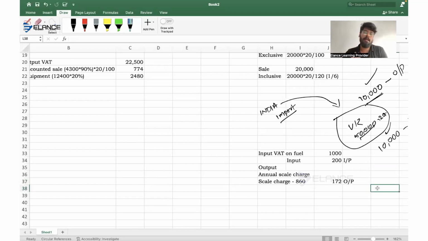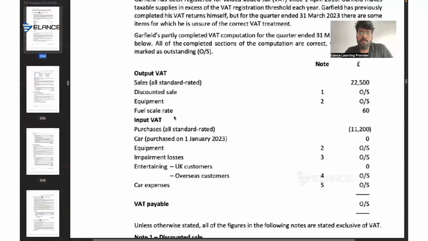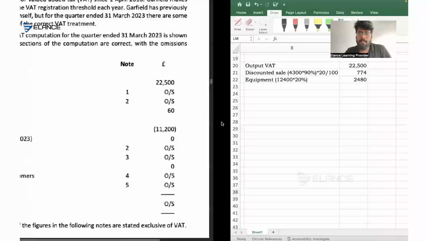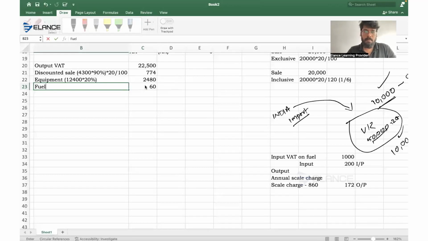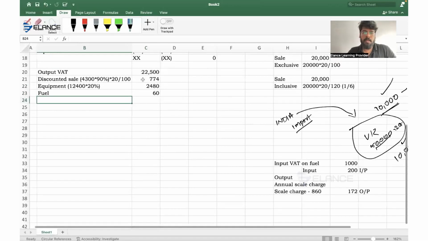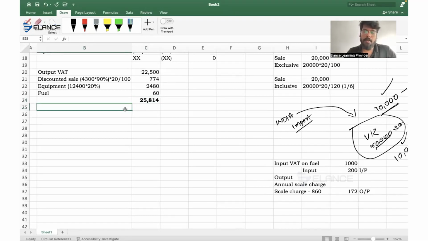Input VAT we can directly compute. On the normal basis, we can find the input VAT, and output VAT we should compute on the basis of the scale charge. In our question, we don't need to find the output VAT because it is already found and given as 60. So we can directly take that 60 into our computation. So it will be our total output VAT, 25,840. It is the total output VAT in our example.